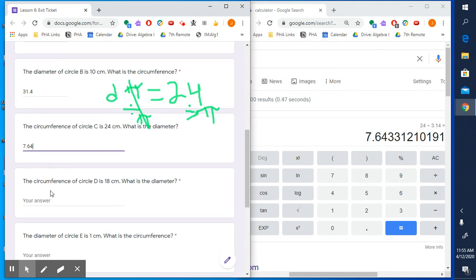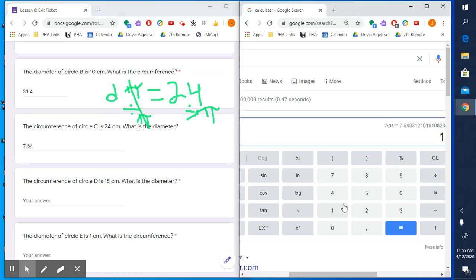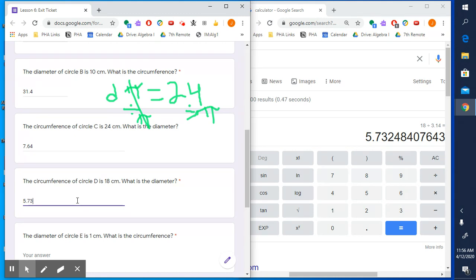Then it says the circumference of circle D is 18 centimeters. What's the diameter? We just need to do the same thing. We just need to divide 18 by 3.14. You get 5.73, and so on. We're going to round to 5.73.